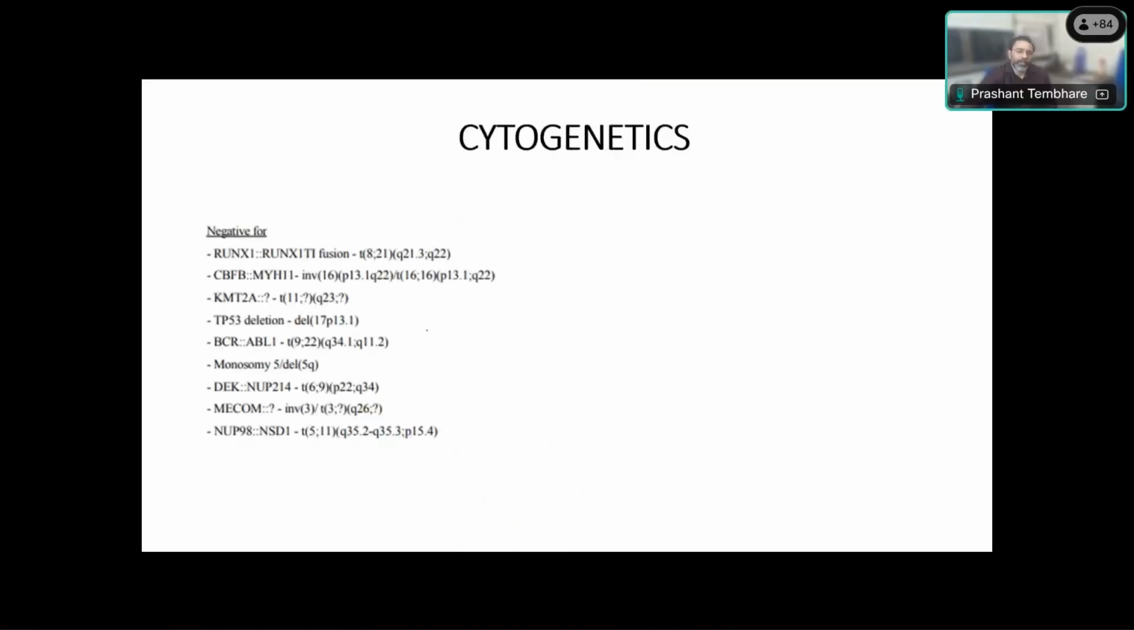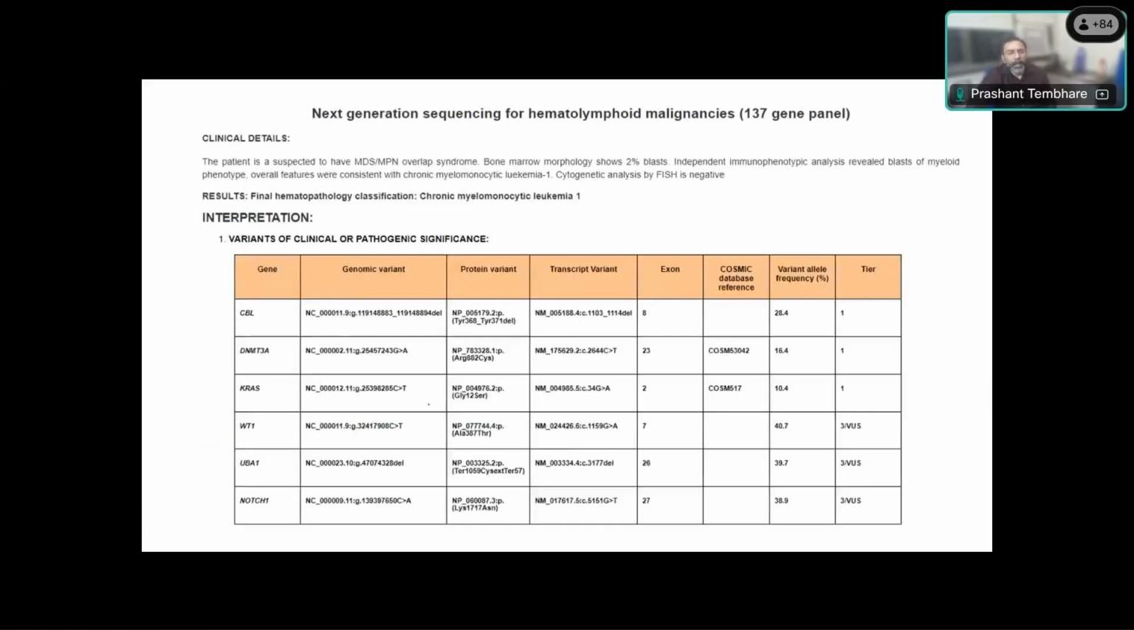On cytogenetics, it was negative for typical translocation. On molecular, we had mutations in three genes. You can see the mutations on next generation sequencing, these were the genes in which we found mutations. So this is how it confirms the diagnosis of CMML.